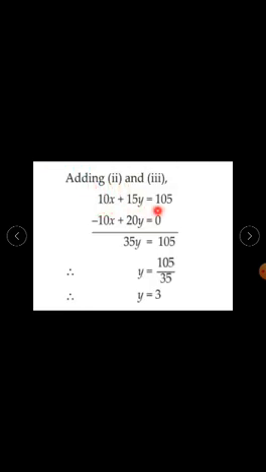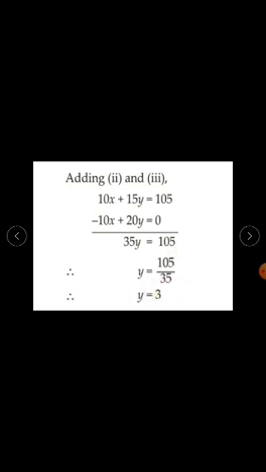10x plus 15y equal to 105, and minus 10x plus 20y equal to 0. So 10x minus 10x is 0. 15y plus 20y is 35y equal to 105 plus 0, which is 105. So 35y equal to 105. Therefore y equal to 105 upon 35. Therefore y equal to 3.